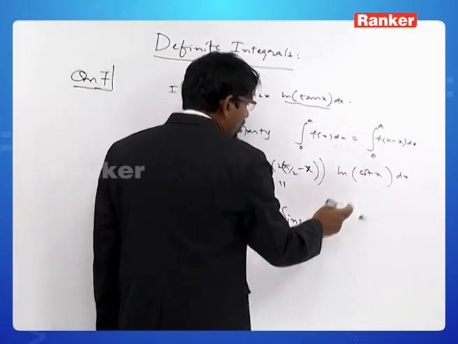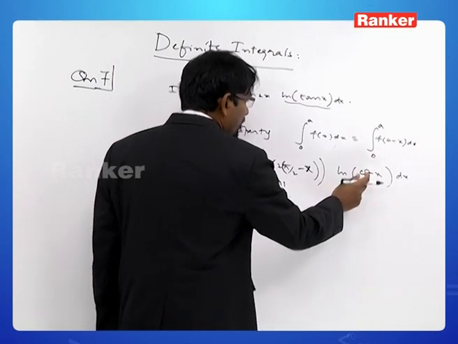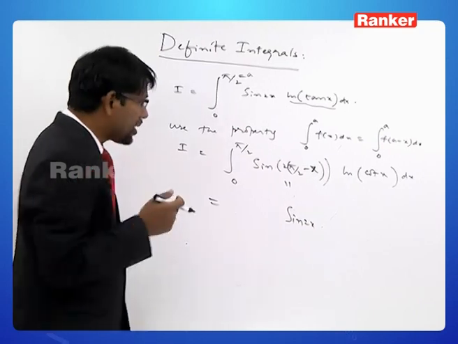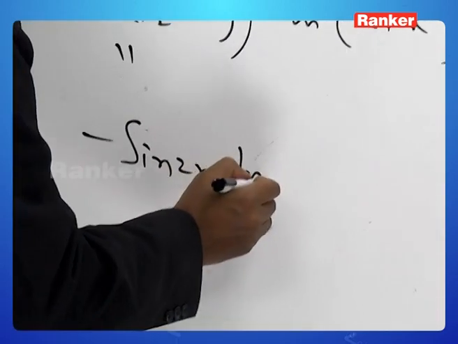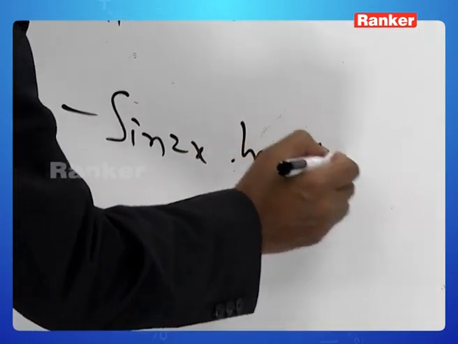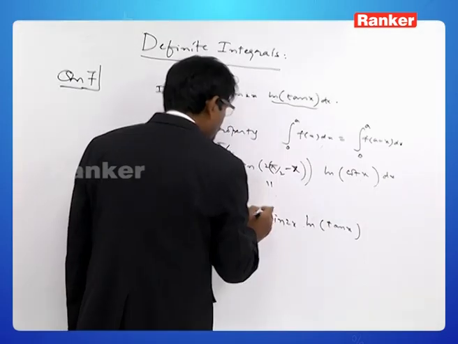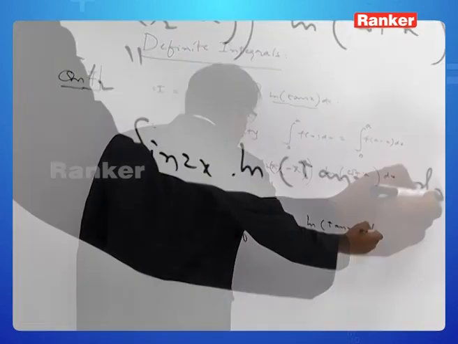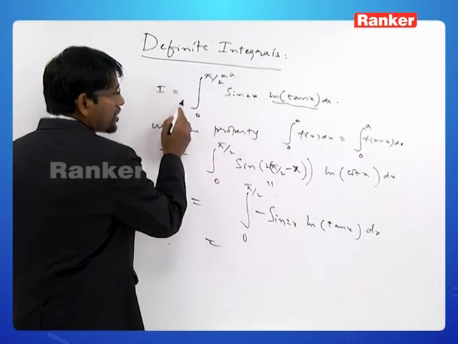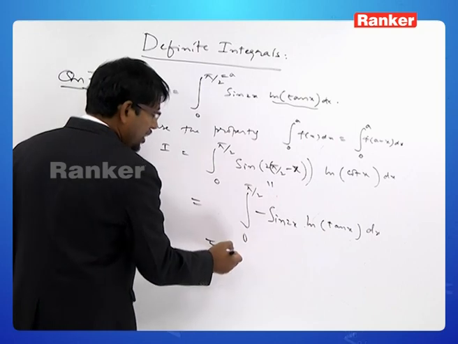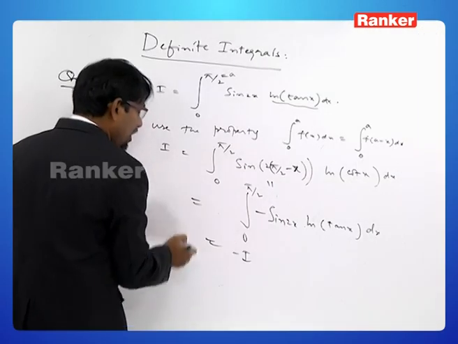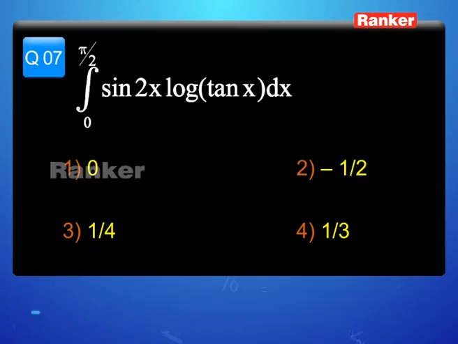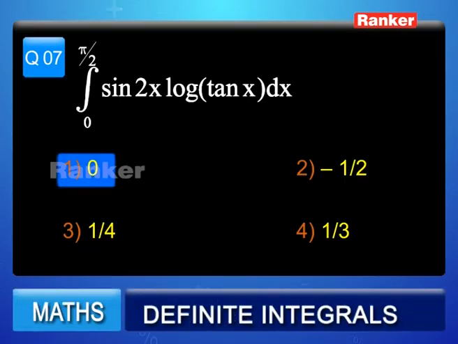But ln of cot x is ln of 1 by tan x, which makes it minus ln tan x, so that becomes ln of tan x with a minus sign. I take it here from 0 to pi by 2. What is this turning into? This is again I with a minus sign, so I equals minus I, therefore I has to be 0, and that is clearly seen in option 1. Option 1 is the right answer.